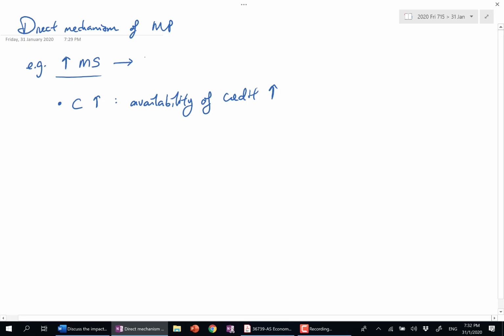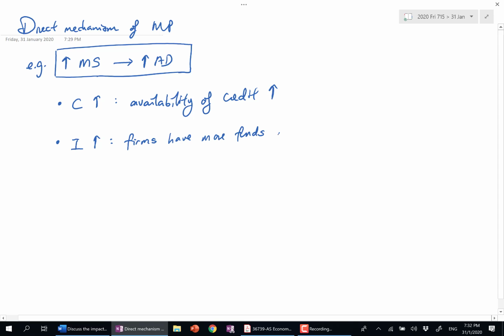Supply leads to higher AD without talking about any interest rate effect. Okay? Are you okay with the first point? You can also say investments go up. Why? Because firms have more funds on hand. This is a small but rather obvious point. Firms have more funds available, so they'll be more likely to expand, to invest. Okay.